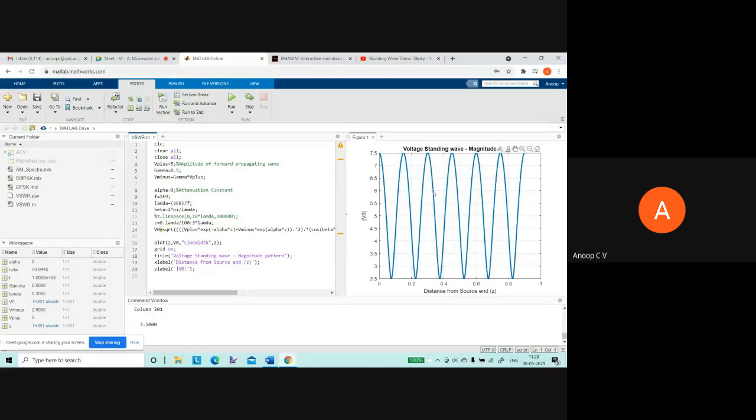Please wait. Now you can see this is the distance from source, z, and this is the magnitude of V naught. You can see the maximum. The first maxima occurs at n pi, that is, if n is equal to 0, the first maxima occurs at 0, then you can see it changes. The value of maxima is 7.5, and the value of minima is 2.5. Here I have considered z to be 3 wavelengths long, from 0 to 3 wavelengths.